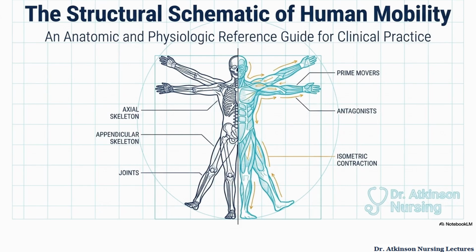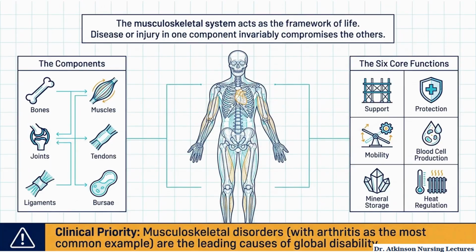Today, we are going to talk about the structural mechanics of the human body, the musculoskeletal system. The musculoskeletal system does more than create movement. It provides support, protects organs, enables mobility, produces blood cells in the marrow, stores calcium and phosphate, and generates heat through muscle activity. Bone disease can also affect hematologic function because blood cells are made in the marrow.